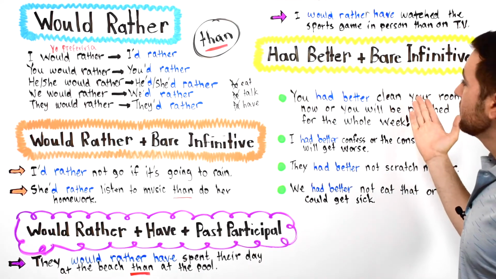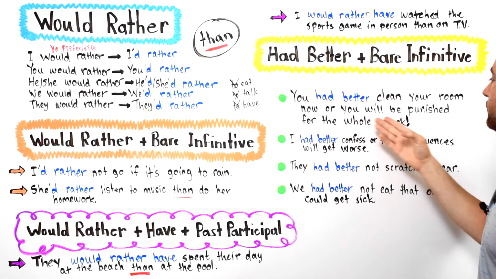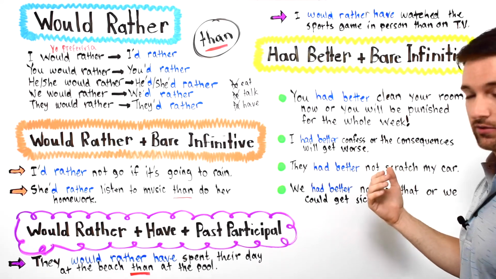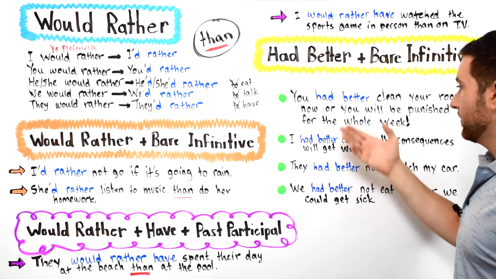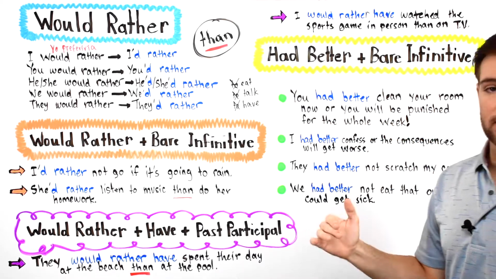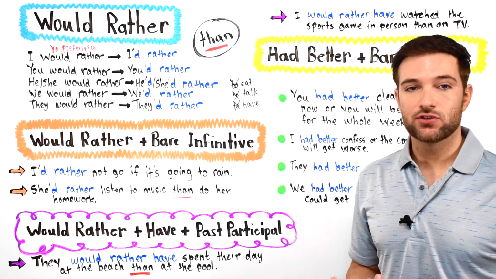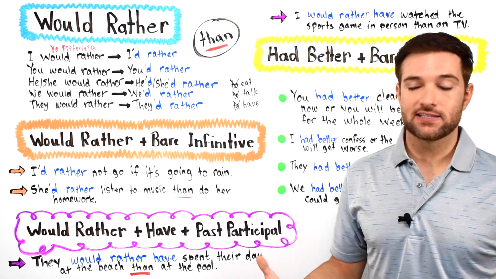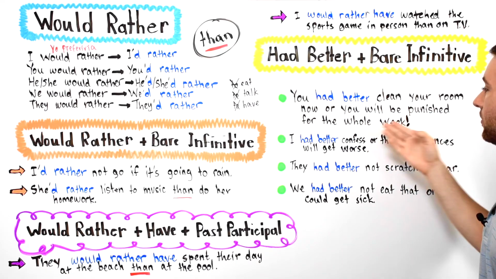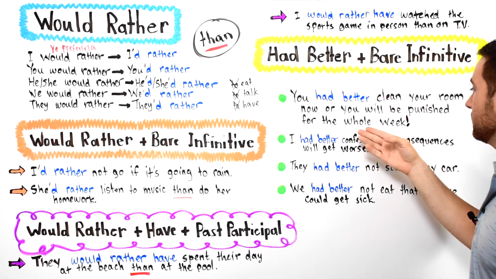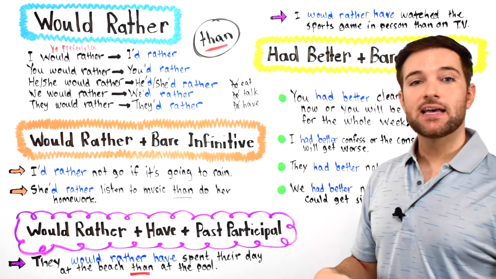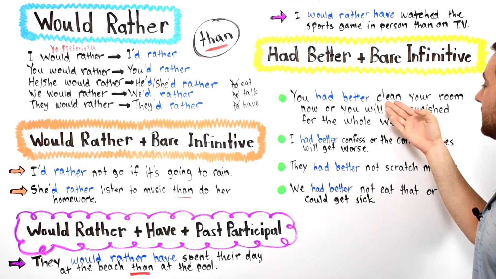Por ejemplo, decimos, you had better clean your room now or you will be punished for the whole week, okay? So, we're talking about the future, with had better, en este caso. Es mejor que limpies tu habitación ahora, o serás castigado durante toda la semana. You will be punished, serás castigado, for the whole week, durante toda la semana. So, you had better, it's like, es mejor que, right? You had better clean, limpies.